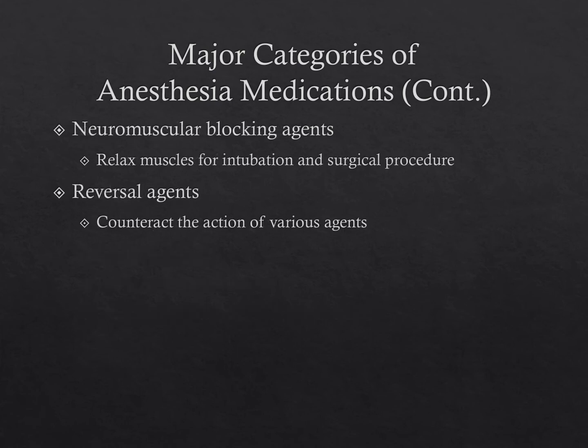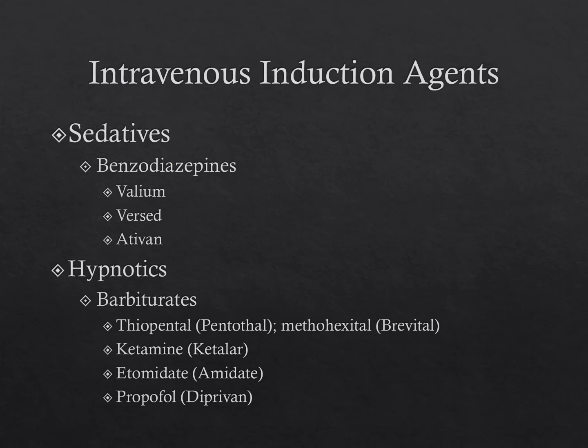The other categories are neuromuscular blocking agents. These are used for muscle relaxation for intubation and the procedure itself. And then reversal agents counteract the action of various agents. So IV induction agents. These are going to include a couple different things. These are used to induce unconsciousness, and they're classified as sedatives or hypnotics.